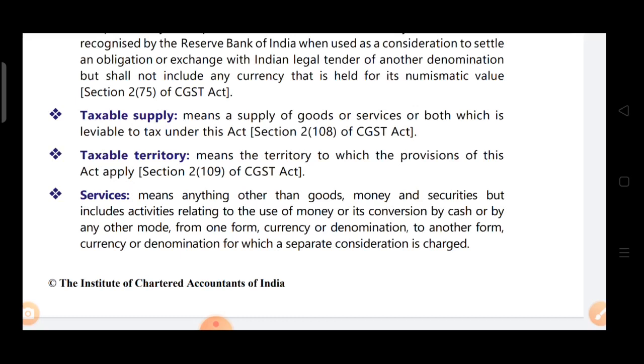That is, when one currency is converted to another, from one form, currency or denomination to another form, currency or denomination, and for which separate consideration is charged. So when it is related to use of money or conversion by cash or by any other mode, then that is included in the definition of services.